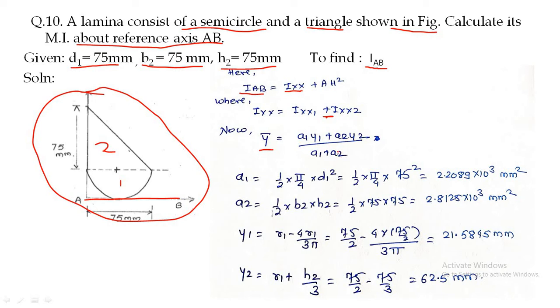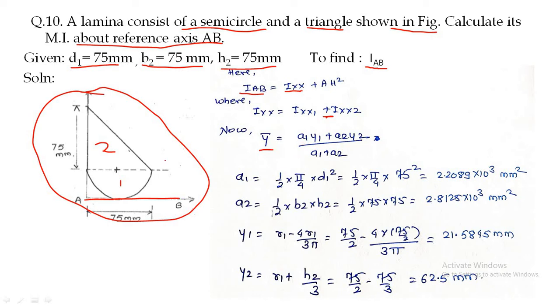Here also there is a difference from the last example. In the last example we had a1 x1 minus a2 x2 upon a1 minus a2. Why? There is one reason to put a plus sign or a minus sign. We put a plus sign when one plane is added to another, and a minus sign when one plane is removed from another. So when addition of the planes is there, we put a plus sign, and when subtraction or removal of one plane from another is there, we put a minus sign. Okay, so let's solve further.